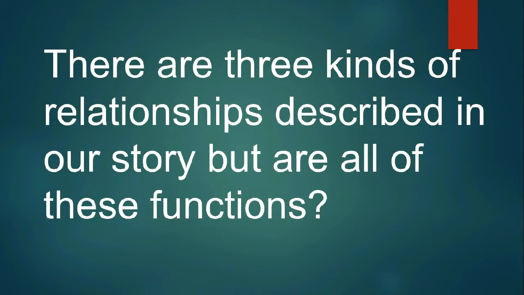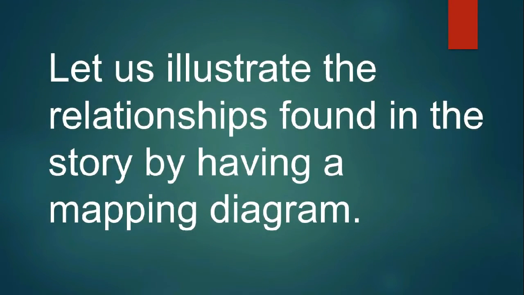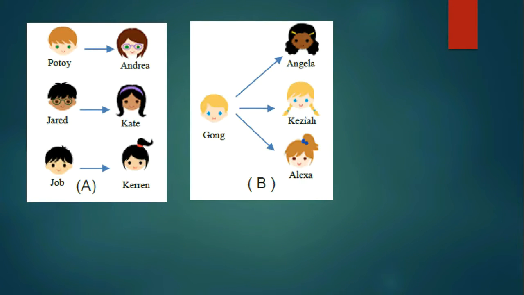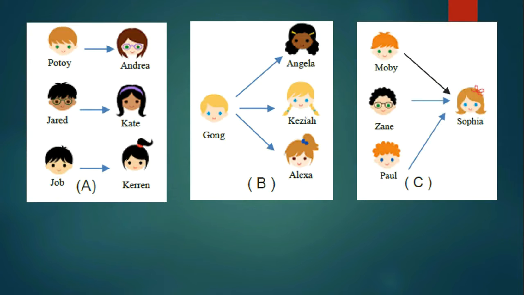There are 3 kinds of relationships described in our story, but are all of these functions? Let us illustrate the relationships found in the story by having a mapping diagram. The first diagram, the second diagram, and the third diagram.